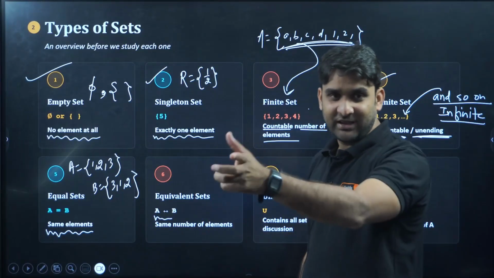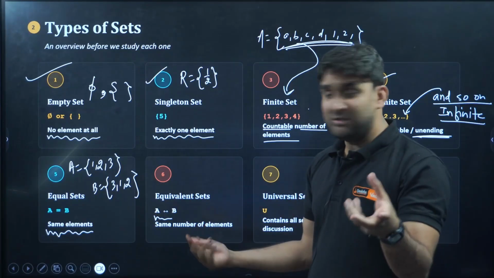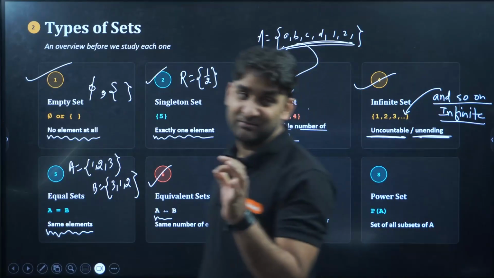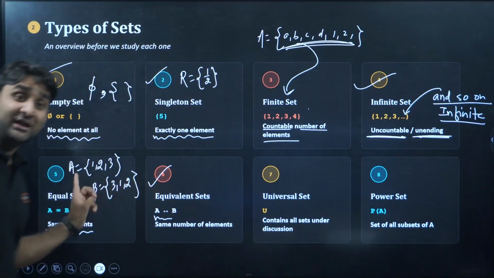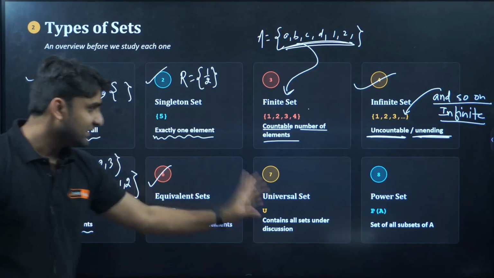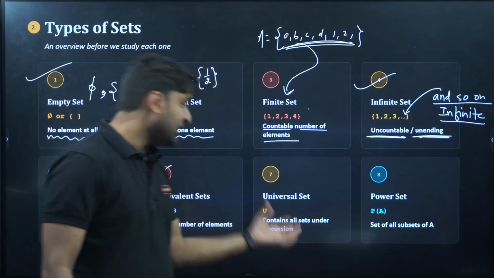Whether the set A is alphabetic or the set B is numeric, if the number of elements are the same, such sets are called equivalent sets. Number of elements should be the same. Here, the elements themselves need not be the same. Here, only the number of elements should be the same.